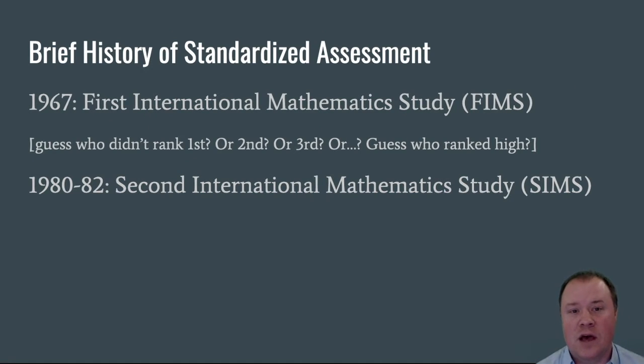In 1967, we had the first International Mathematics Study, the FIMS, and this is a bit of a spoiler alert here, but guess who didn't rank first, or second, or third, or fourth? And guess who ranked the highest? I bet anyone who's paying attention to international assessments today can guess these things. It was not the United States, contrary to popular belief. Then in 1980 to 1982, there was the second International Mathematics Study. Again, guess who didn't rank first or second or third? The United States has a long history of being sort of middle of the pack.